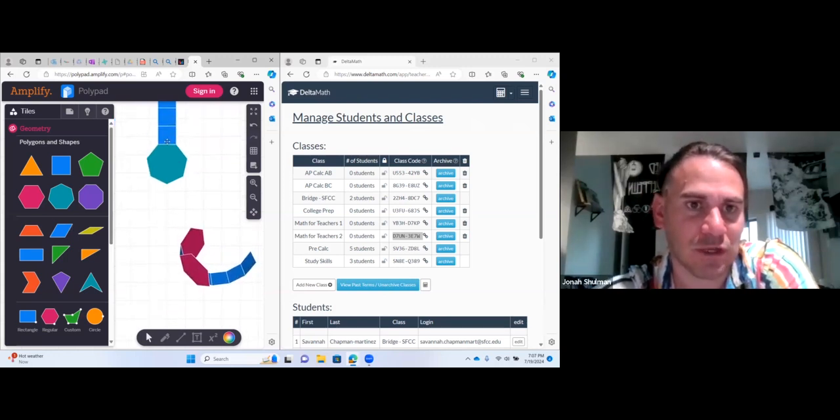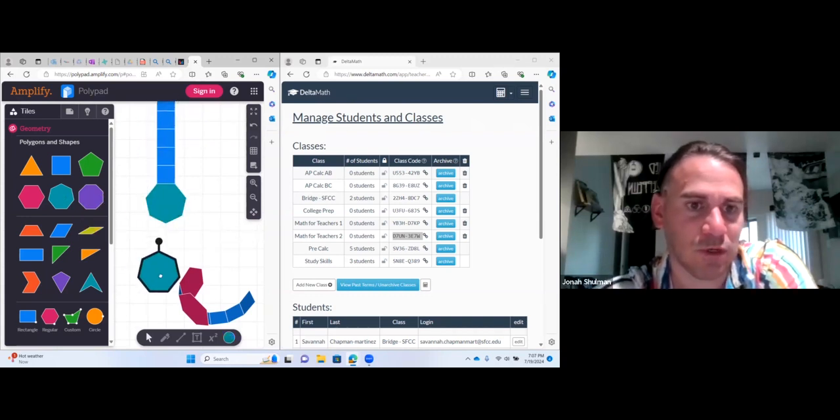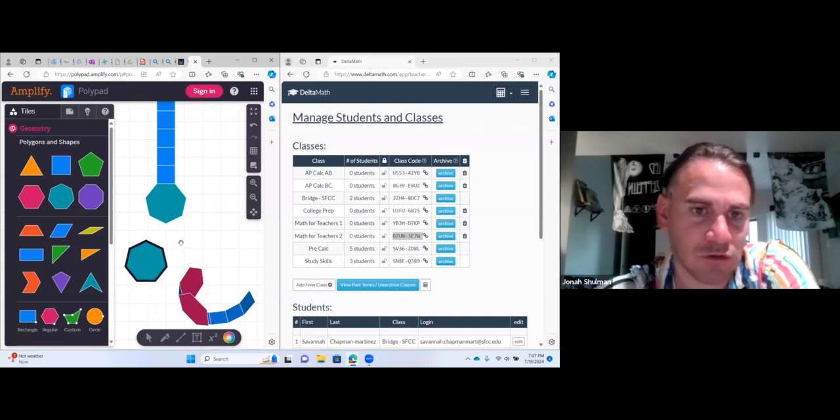Another good thing about this stuff is you can cut them. Let's say you just wanted to cut it, or put a new shape on. Let's say you just wanted to have a student cut. You can cut any part of this thing.